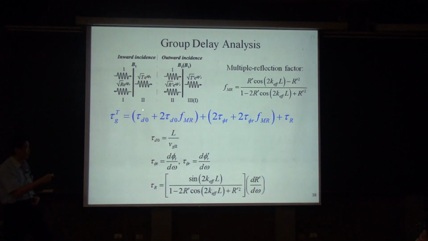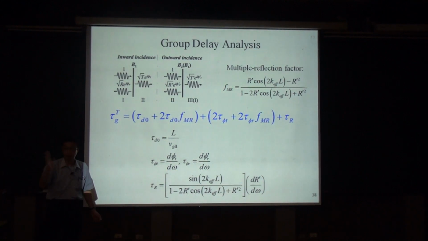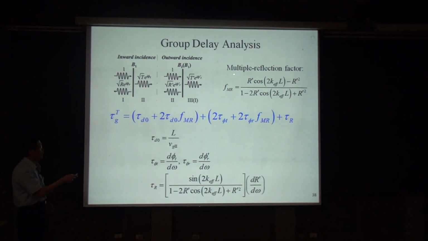This one is the traditional definition: length divided by group velocity in the middle region. So this is the previous understanding. However, the wave will bounce back and forth in between, so there is a multiple reflection factor here. They will play a role, boing, boing, 2 times. So 2 times here. This will play a very important role here.